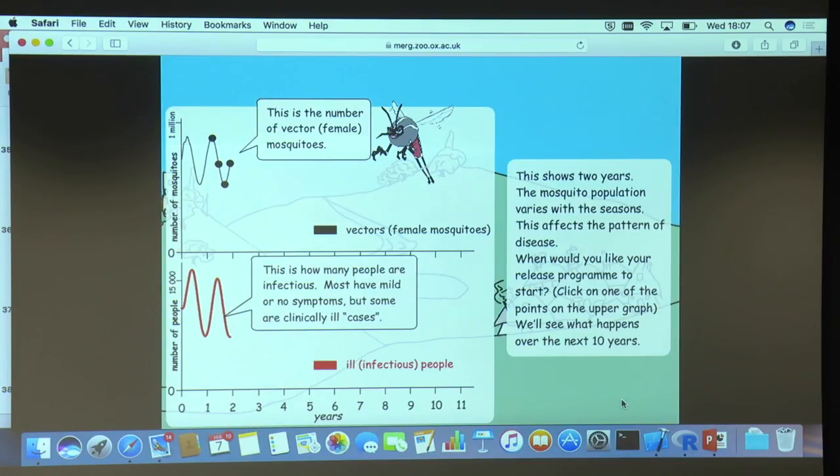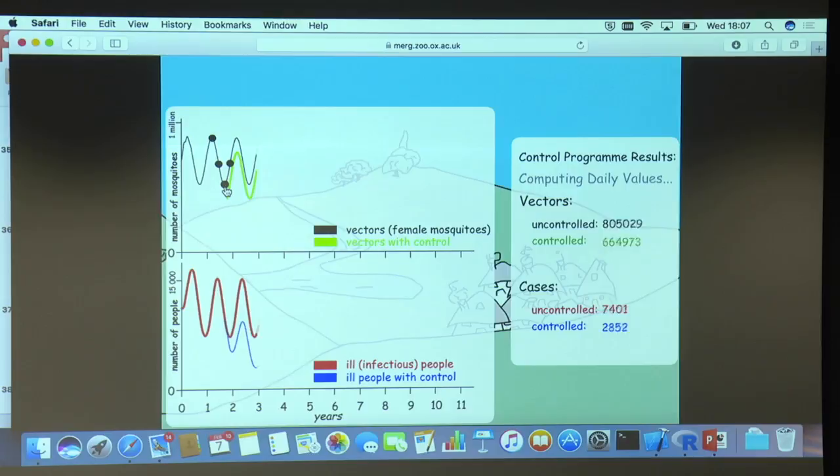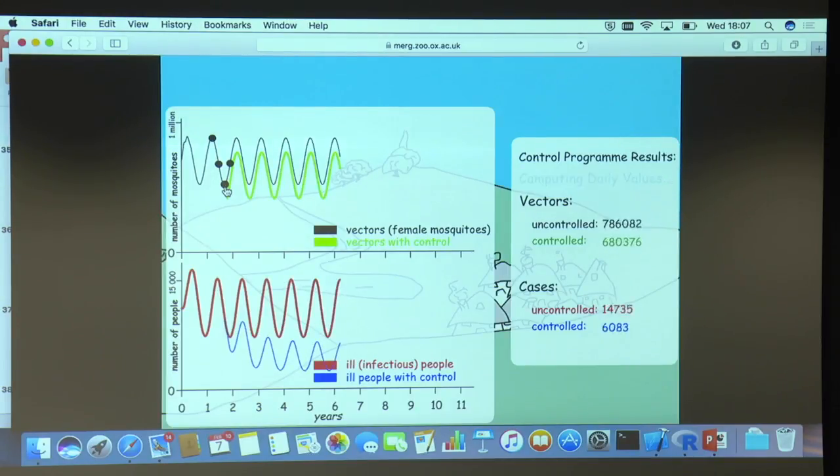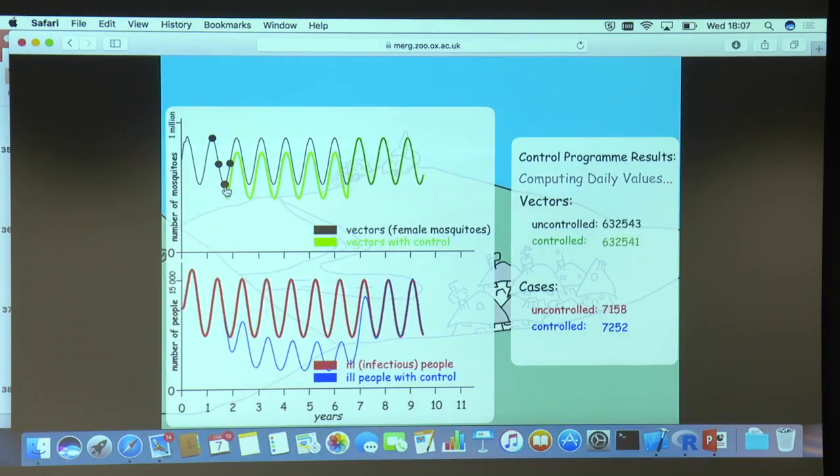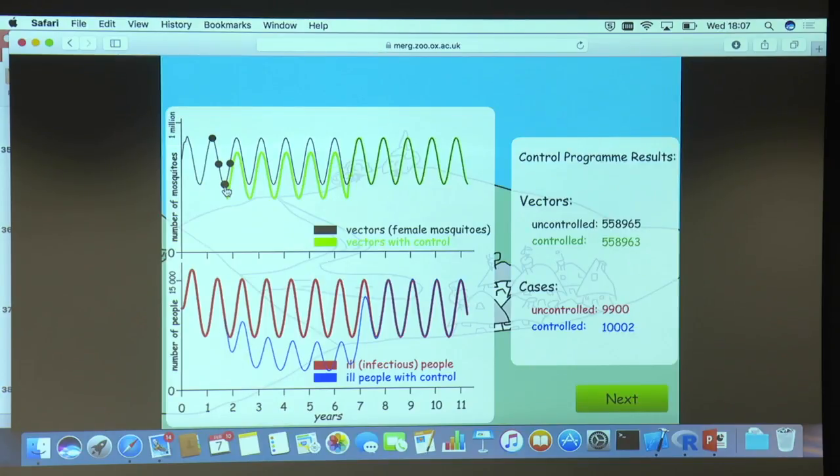So I'm going to start, and the other bit of ecology is that I need to know when in the season I'm going to start my control. I'm just going to pick one of these. I'm going to see 2 lines, basically. The black line on the top is what I did in the absence of control, and the green line is what I do in the presence of control.